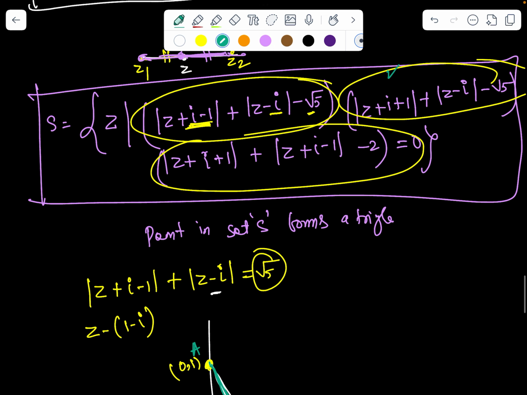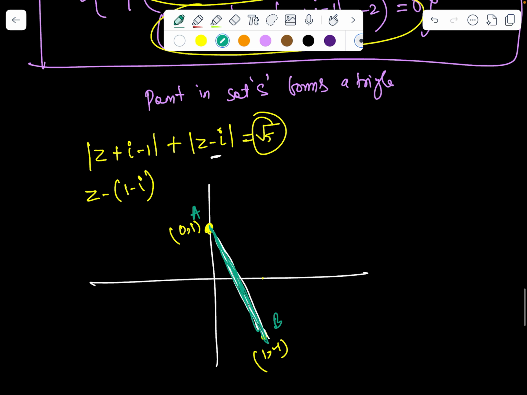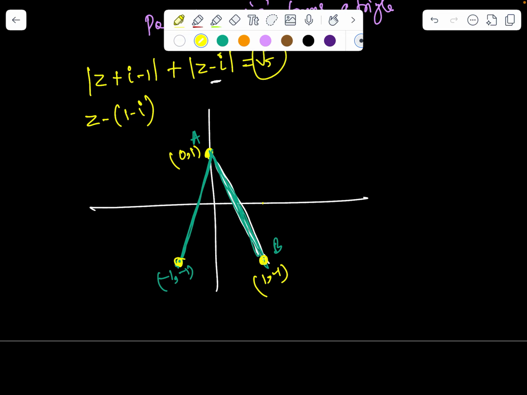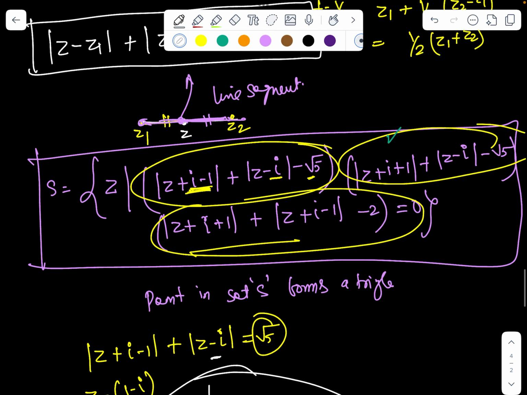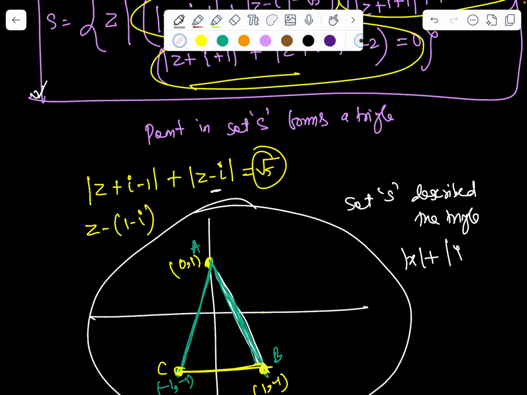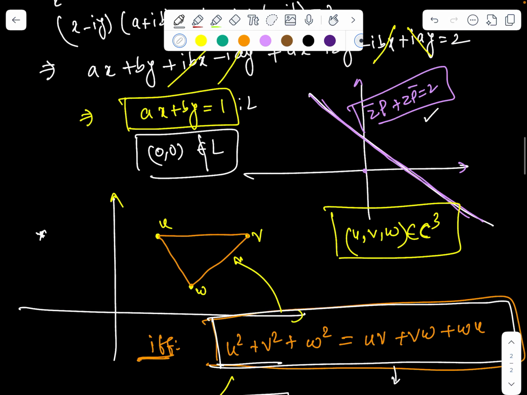Similarly, if we decode the other two parts, that will represent another line segment connecting minus i and minus 1 comma minus i, which is minus 1 comma minus 1, and that will represent another line segment. Similarly, the third one represents a line segment connecting 1 comma minus 1 and minus 1. So we again have the same triangle as I started the session with, in complex number language. So set S describes the triangle mod x plus mod y plus mod x equals 1. I think that was the beginning of our session.